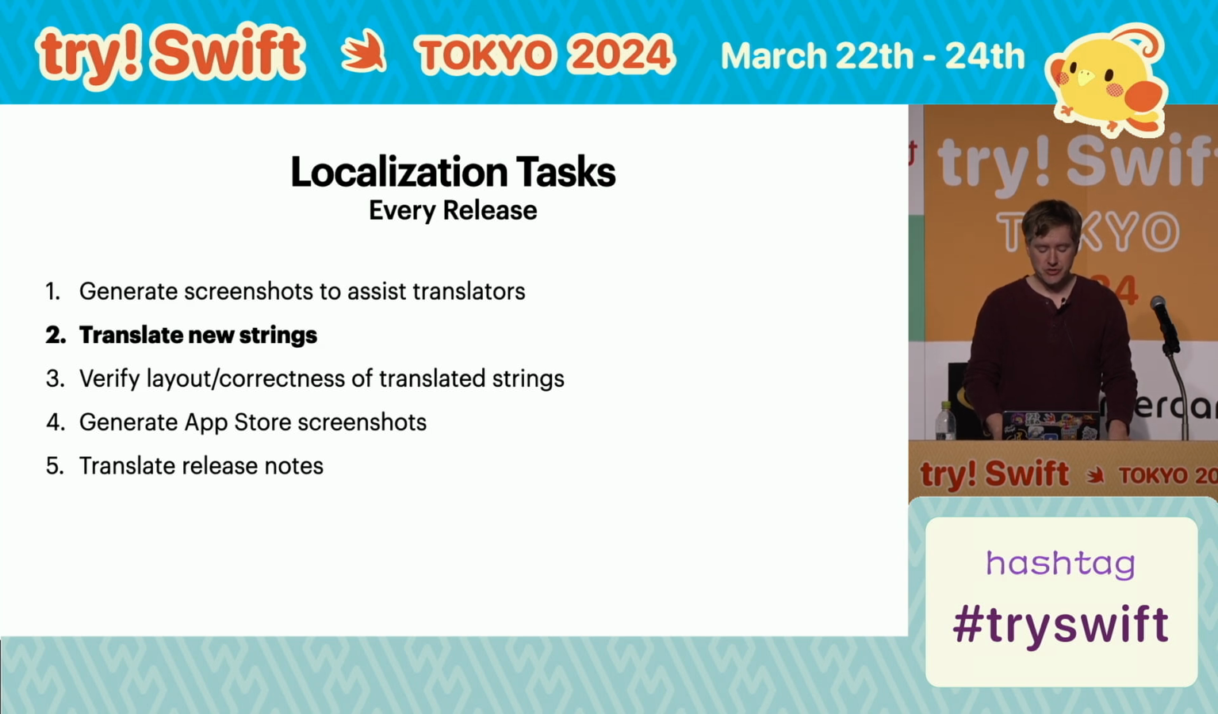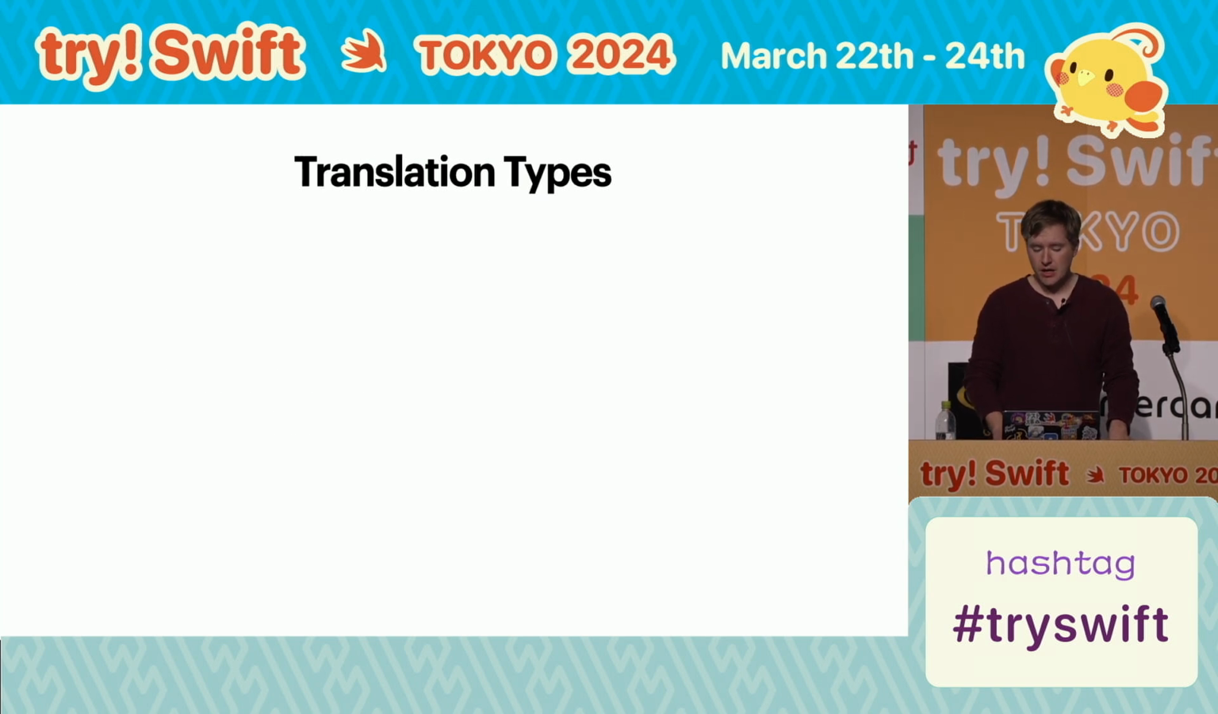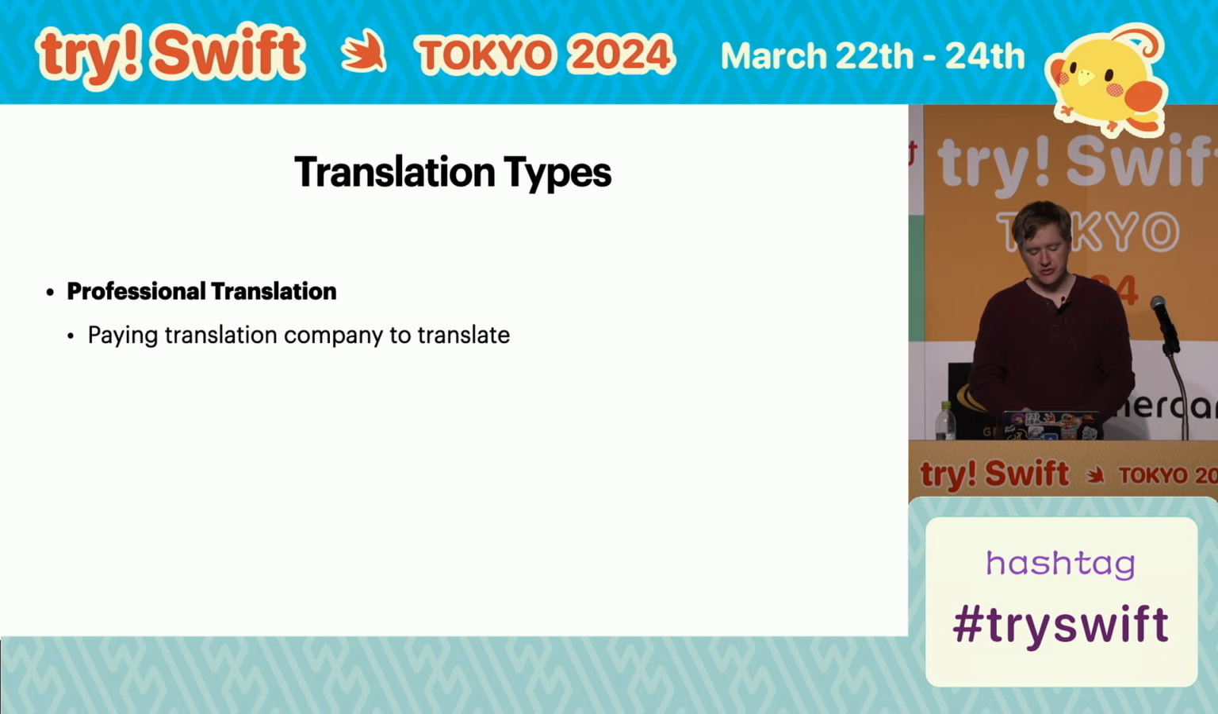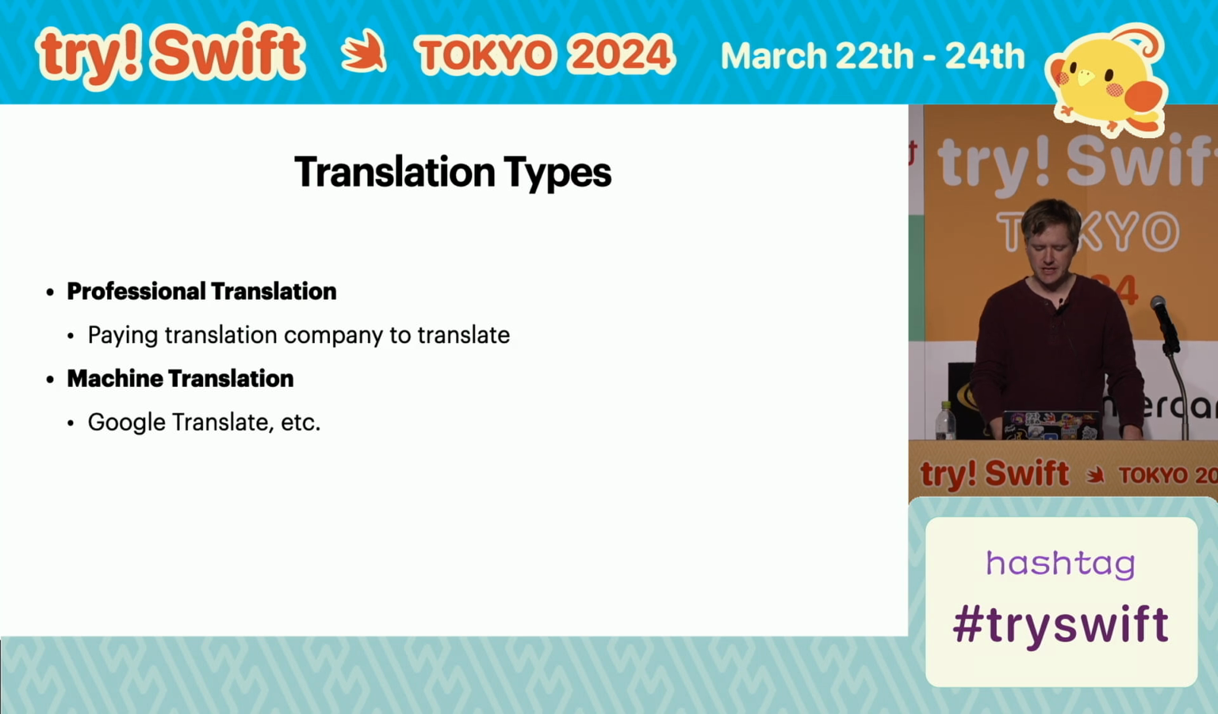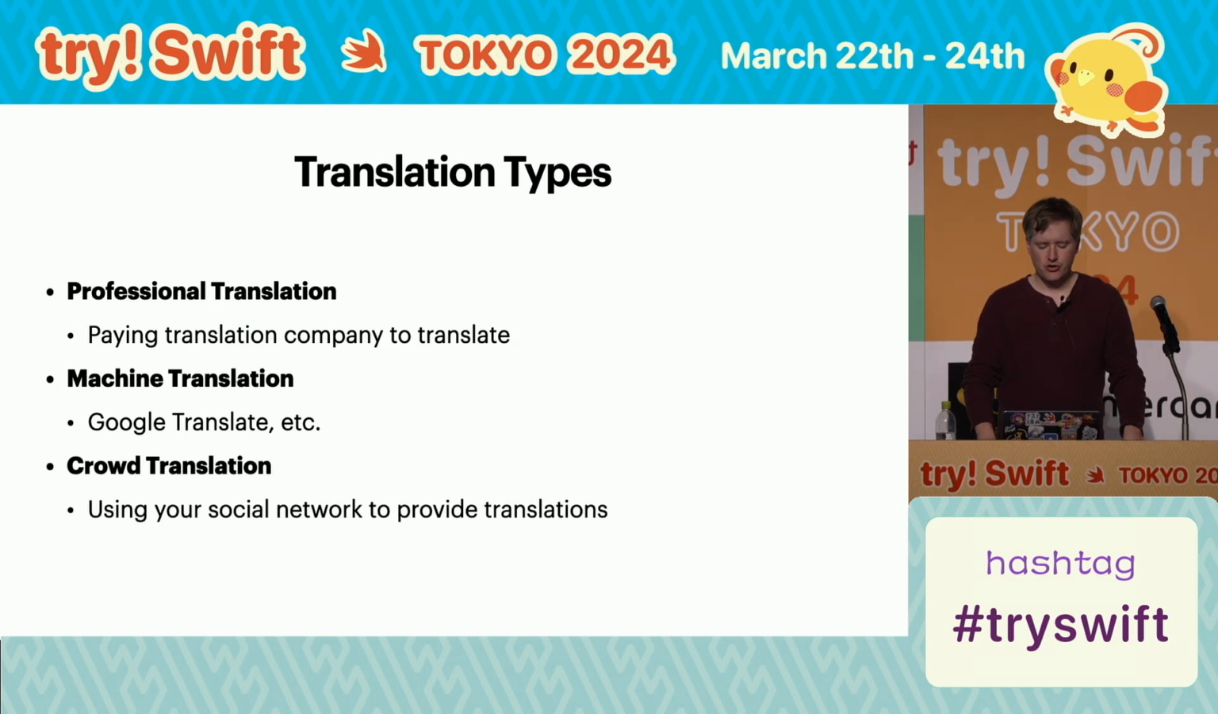So let's start with number 2, translating strings. There are a few different kinds of translation. There's professional translation, where you're paying a translation company or a translator to translate your app. There's machine translation, like Google Translate or ChatGPT. And crowd translation, maybe using your social network to provide translations.